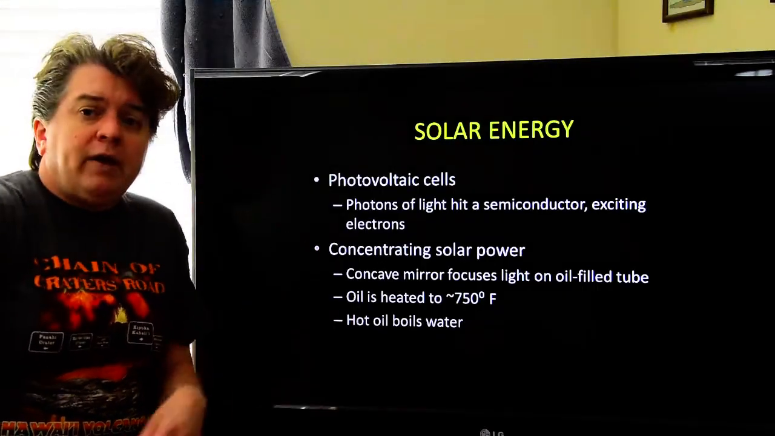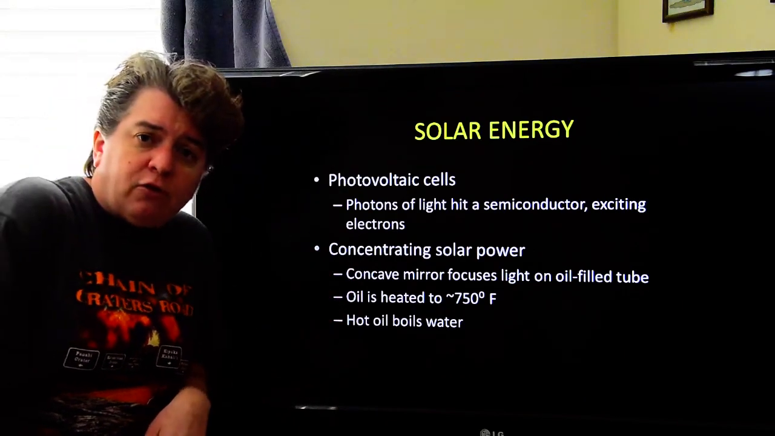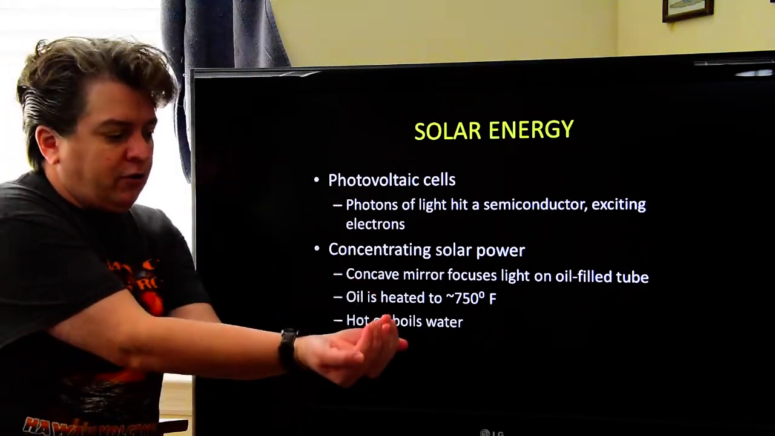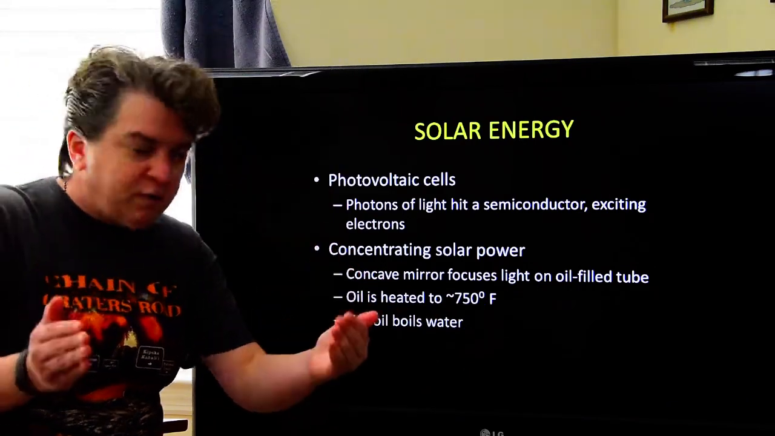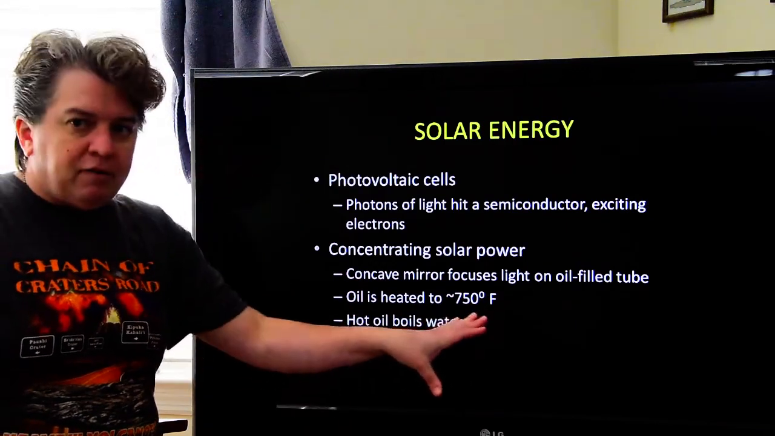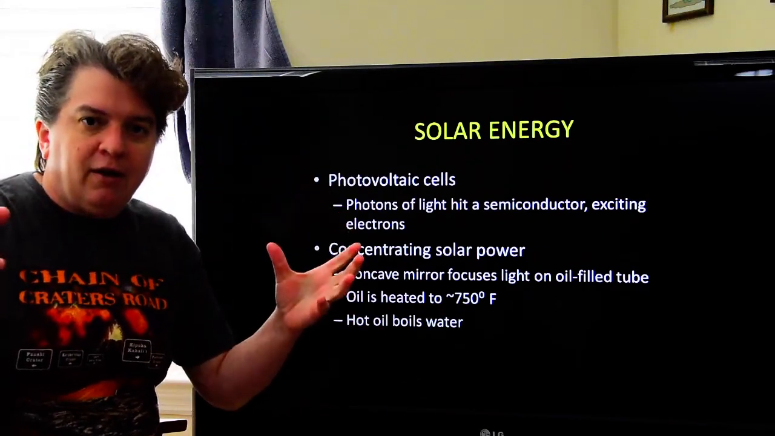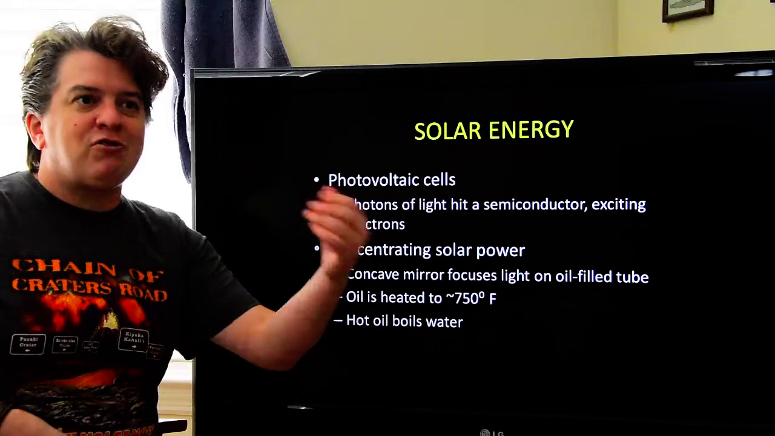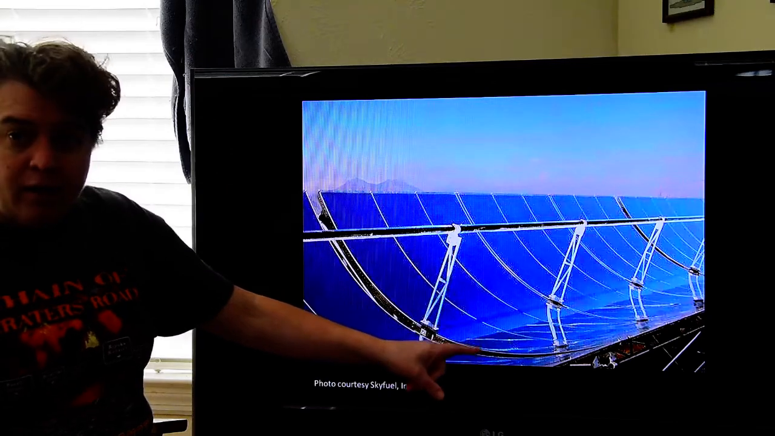Now the other way we can generate electricity from solar energy is something called concentrating solar power. This is where you have a concave mirror, so a mirror can curve like this, and it focuses sunlight, and thus its heat, on an oil-filled tube. This oil gets heated to about 750 degrees Fahrenheit, gets run through some water, which then boils, turns to steam, and then guess what? The steam turns a turbine, which turns a generator, which makes electricity. This is one of these concentrating solar arrays.